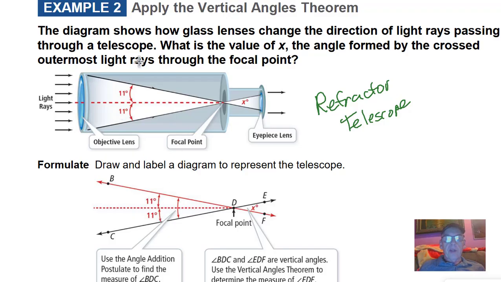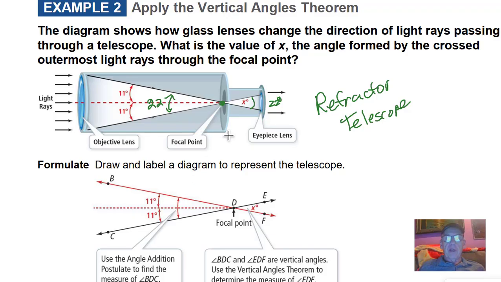Now, let's see what they're saying here. What is the value of x, the angle formed by the crossed outermost light rays through the focal point? So we can see that this is 11 degrees and this is 11 degrees. Together, this whole angle is 22 degrees. And by our vertical angle theorem, this angle x must also be 22 degrees.